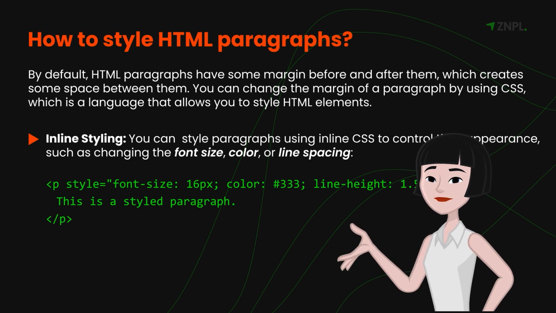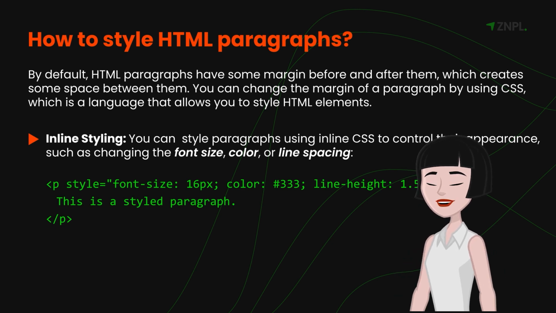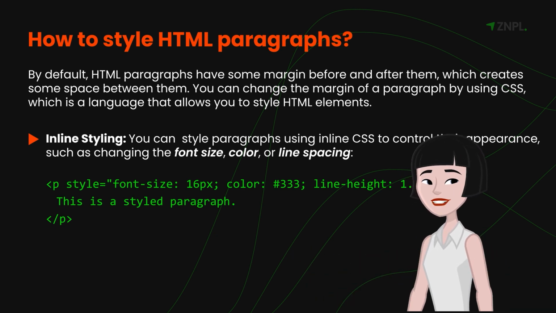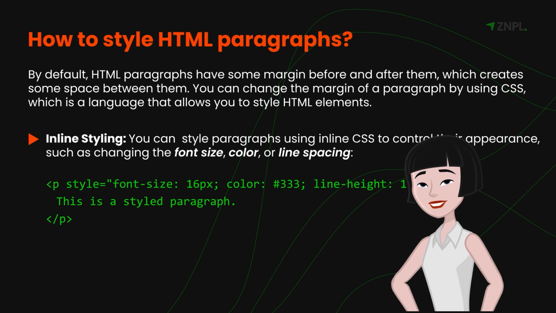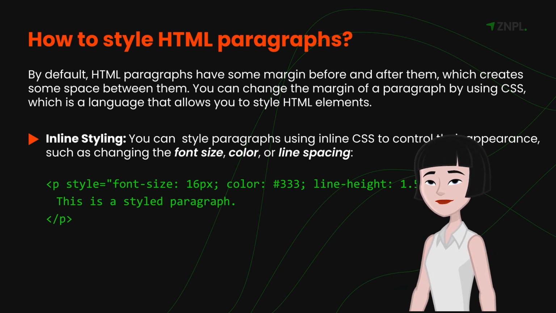Inline styling. You can style paragraphs using inline CSS to control their appearances, such as changing the font size, color, or line spacing. In this example, the style attribute is used to set the font size to 16 pixels, the color to a dark gray, number 333, and the line height to 1.5 times the font size.